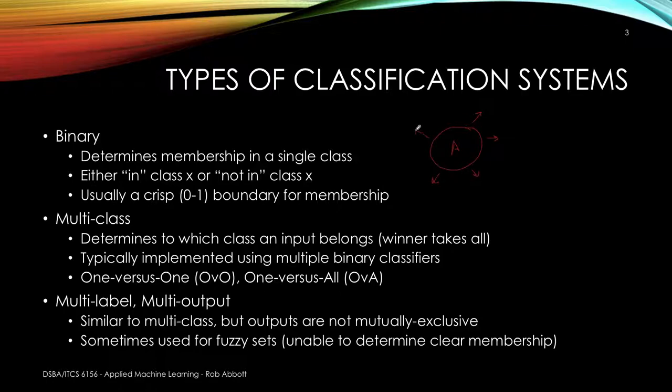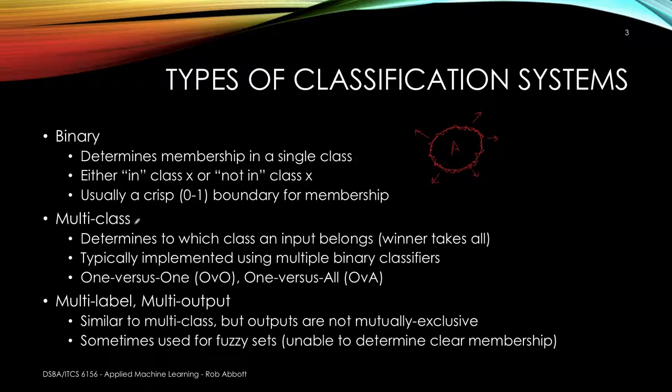Now, the challenge with this is that there's noise in models, there's noise in data sets. So this isn't always going to be this nice idyllic boundary where we can describe something truly being in a class or not in a class. So this crispness is up for debate.